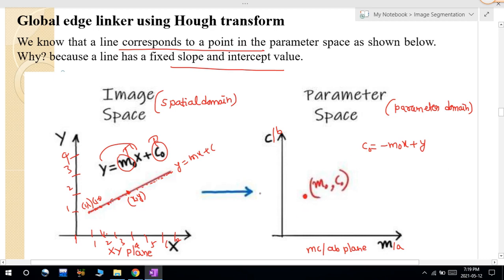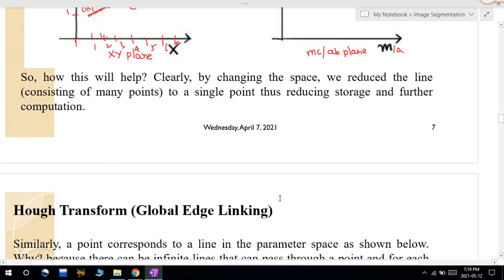this AB plane, then even if it is a line which has an infinite number of points, whenever I consider this AB plane I will take only one value, one unique point, that is your slope and intercept value. So in the same manner, this is why I am using this here: by changing the space we reduced the line consisting of many points, but if I am using this AB plane I can use only a single point.